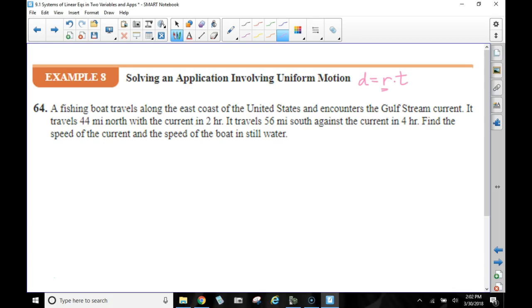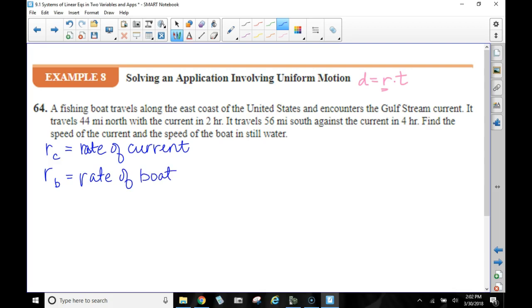Okay? Let's say that we're going to let R sub C be the rate of the current. Okay? I'll just do that. Rate of the current. And then we could let R sub B be the rate of the boat in still water.